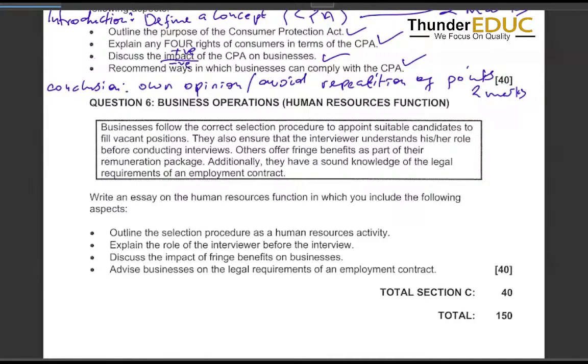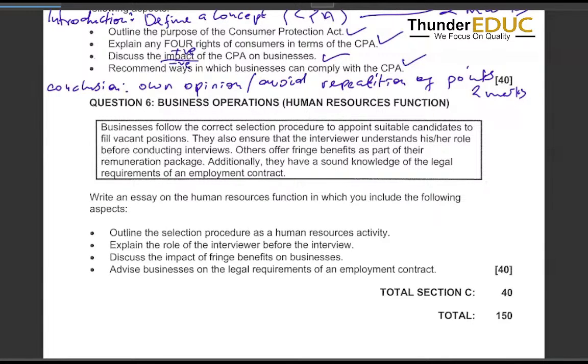Okay, right. So now, let's check the scenario given. It says that businesses follow the correct selection procedure to appoint suitable candidates to fill the vacant positions. They also ensure that the interviewer understands his or her own role before conducting interviews. Others offer fringe benefits as part of their remuneration package. Additionally, they have a sound knowledge of the legal requirements of an employment contract.